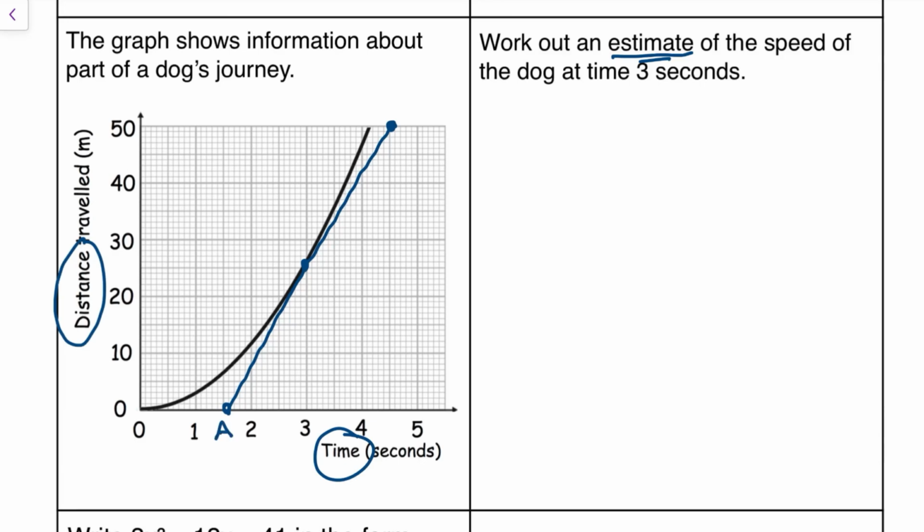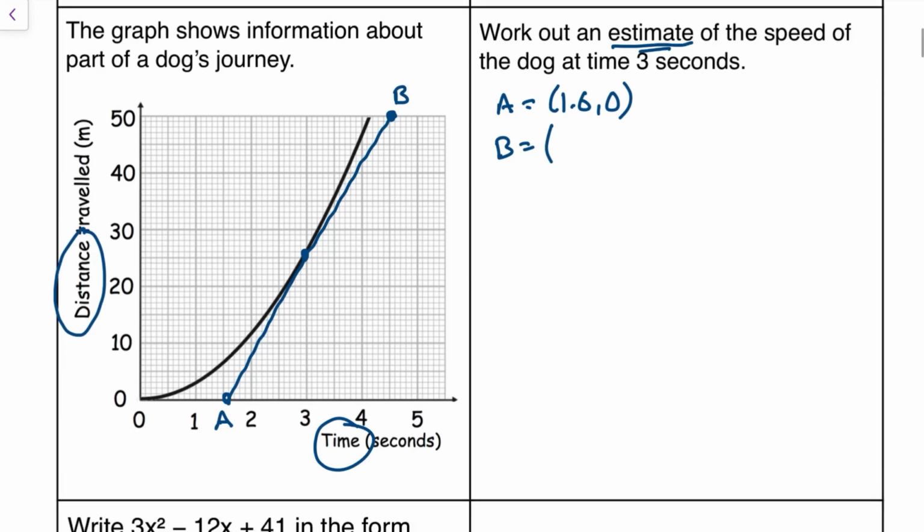Then I'm going to take the furthest points away that I can. So point A is, very roughly, 1.6, and B is 4.6. Again, I'm doing it roughly anyway. So 4.6 across and 50 up, which means my gradient, which is the same as distance over time, which is speed, is 50 minus 0 divided by 4.6 minus 1.6, which is 50 over 3, which approximates as 16.7 meters per second.